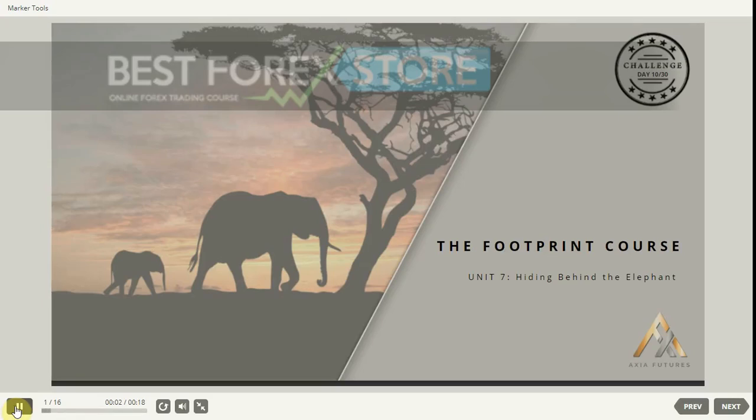The Footprint course, Unit 7, Hiding Behind the Elephant. This is challenge day 10 of 30.